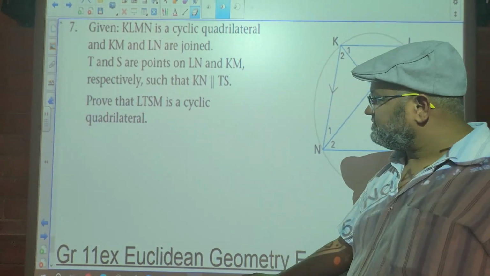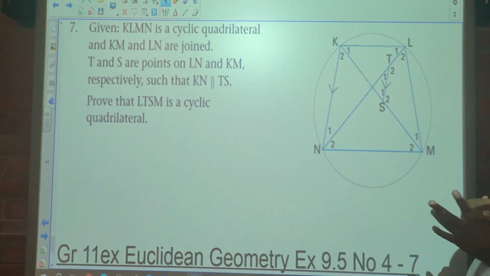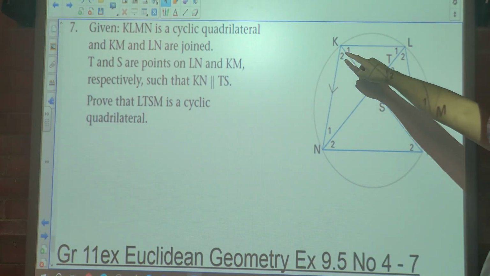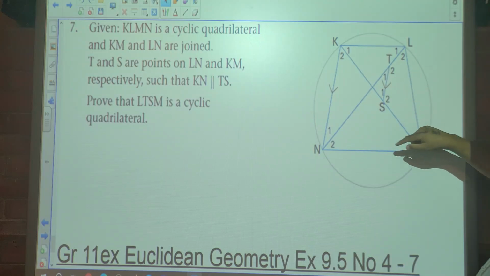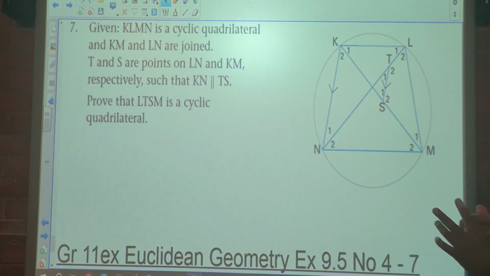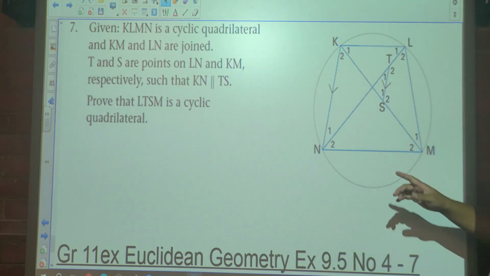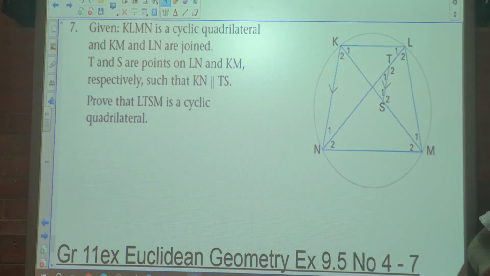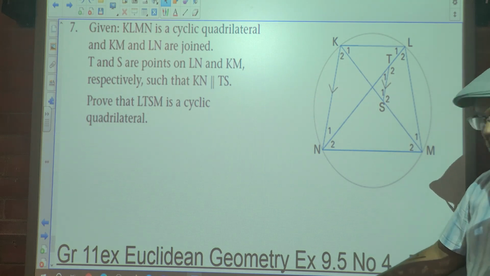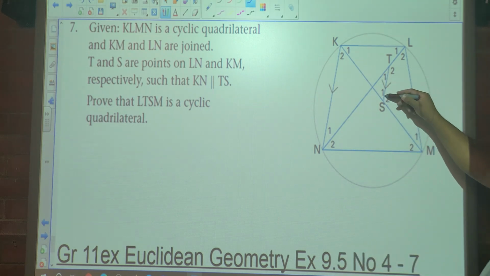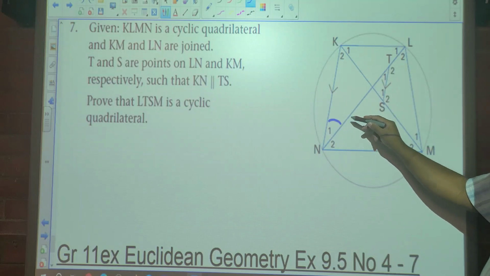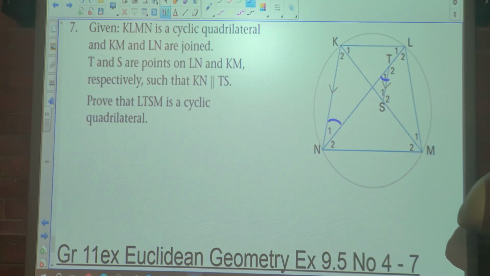Right. What else do we know? We are told that KL, KM, and LN are joined. T and S are points on LN and KM respectively, so say in that order. Then we are told that KN is parallel to TS. People, if KN is parallel to TS, what do we know? Alternate angles are equal. So N1 is actually equal to T1.